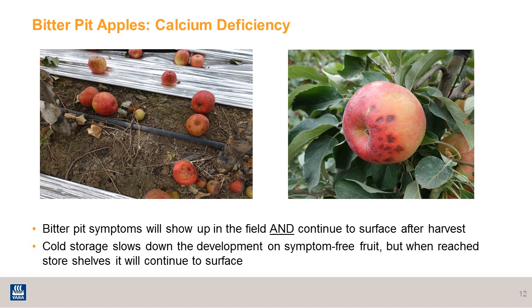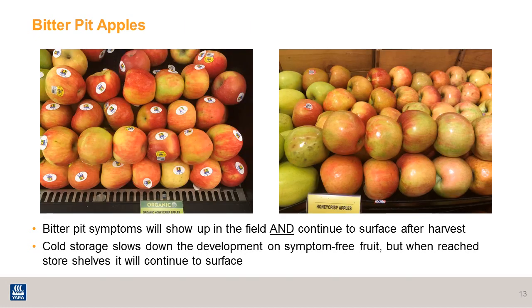Moving on to bitter pit in apples. Bitter pit is a big problem for susceptible varieties like the Honeycrisp. You can see here bitter pit apples that fell onto the ground during harvest. The pickers will not pick these bitter pit apples and put them in the bin, so they would just leave them on the ground. You can see how many of them are on the ground from just one tree. Now the bitter pit symptoms will show up in the field, but it doesn't mean that it stops there. You can pick a perfectly nice fruit, and those nice fruit make it to the market.